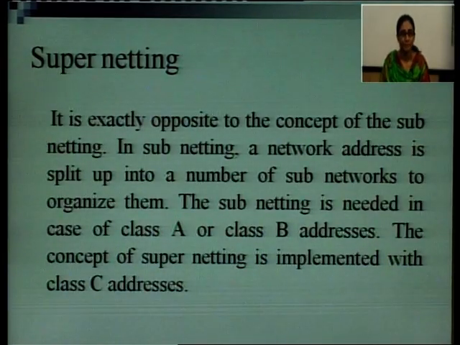Now supernetting is exactly opposite to the concept of subnetting. In subnetting, the network address is split up into a number of subnetworks to organize them. Subnetting is needed in case of class A and B, because in class A we have 3 bytes used for the host ID, and in class B we have 2 bytes used for the host ID. Now the concept of supernetting is implemented in the class C address, which is basically used for combining the different addresses.